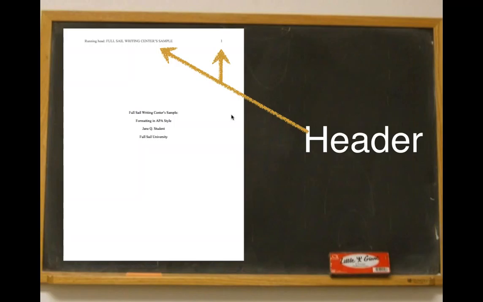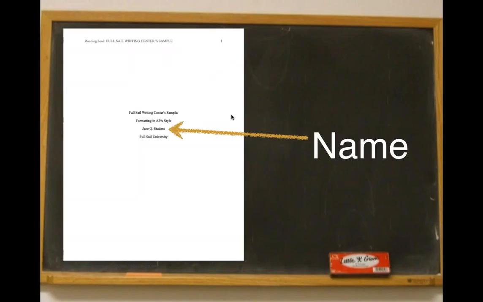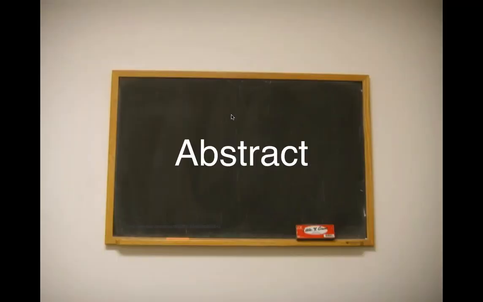You'll have a different header on your title page than you do on the rest of your document. On the rest of the pages, you'll drop the words running head and the colon and just put the title of the paper in all caps. Centered about halfway down the page, the title of your paper appears on the next line. Then your name gets its own line, and then finally the name of your school is the last line. The next thing that would come in an APA paper, if it's required, is an abstract.